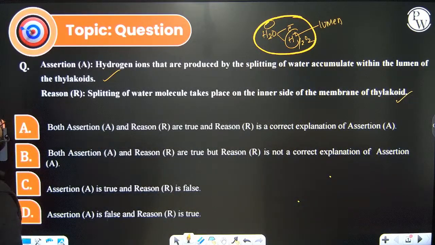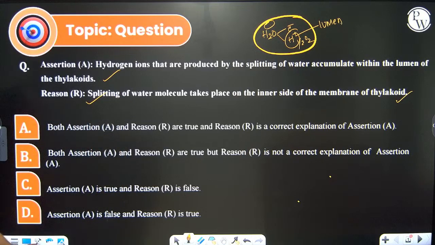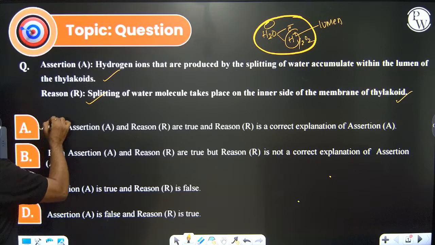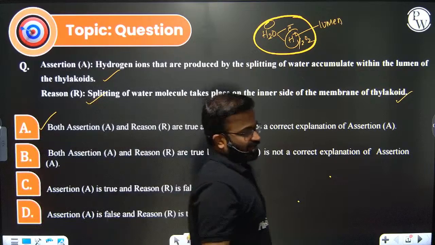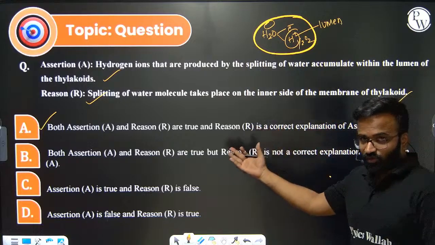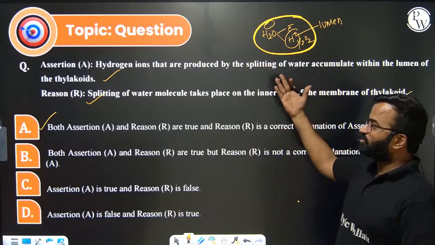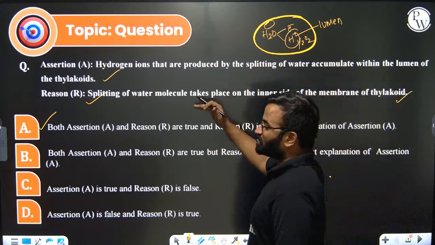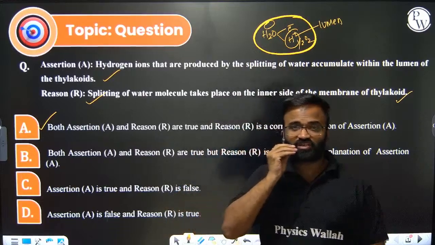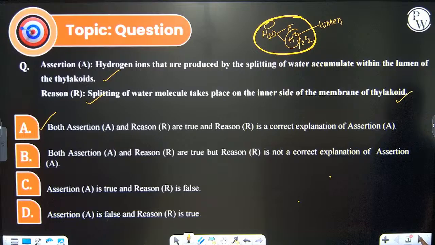So both assertion and reasoning are true, and indeed it is the right explanation of the assertion. So answer will be A. Both are true and it is the right explanation. Clear? Hello students, please go through the question. So both are true as a statement and it is the right explanation as well. Let's go to the next question.